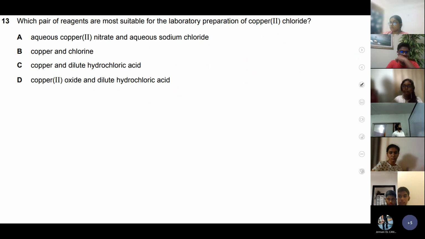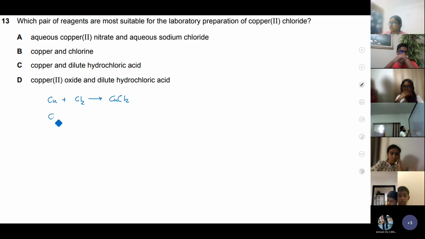Next. Which pair of reagents are more suitable for laboratory preparation of copper(II) chloride? Salt preparation. When you are deciding how to prepare a salt, you take all your reaction list from the general equation. You can start with reacting metal and non-metal. You end up with copper(II) chloride, CuCl2.